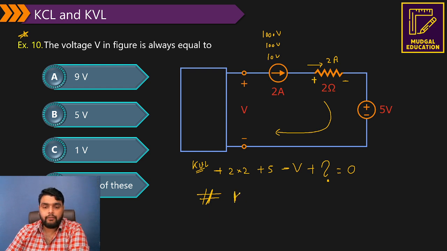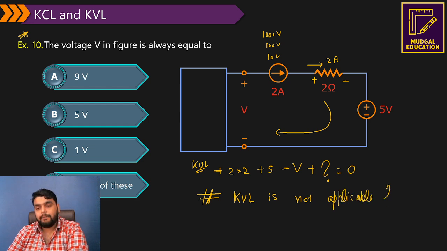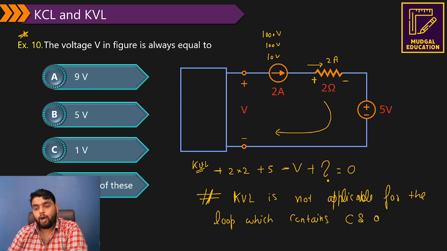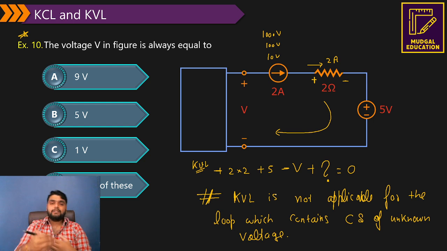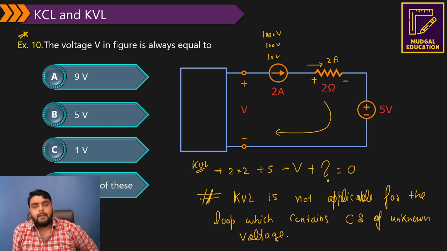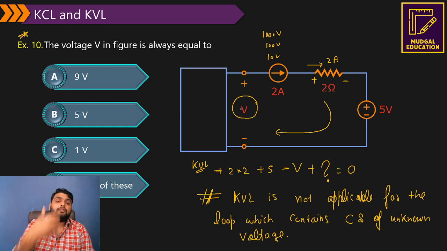So from here the point is, in this particular question, in this particular network, the KVL is not applicable. Now this is a very important line: KVL is not applicable for the circuit, for the loop which contains current source of unknown voltage. If the voltage is given here, or if we need to find out a voltage across a current source, then we can apply the KVL. But in this case, I need to find out voltage this, and also the voltage across a current source is not given.